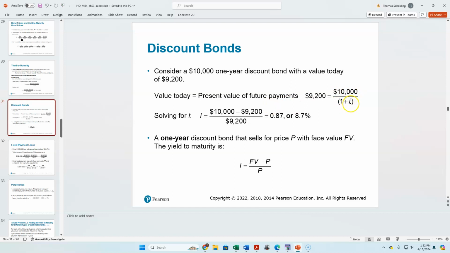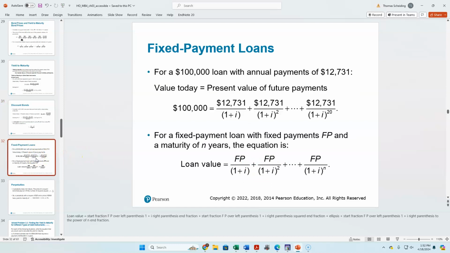Because all we're doing here is solving for the unknown. Here I'm just solving for the interest rate, which in this case would be 8.7%. Or we could rearrange the terms, right? Our interest rate would equal my future value, or the face value of the bond, minus the price it's being sold for, over the price, or the present value. It's essentially the same thing.